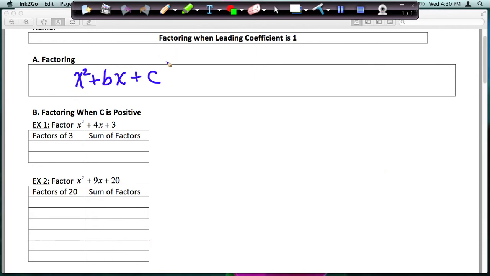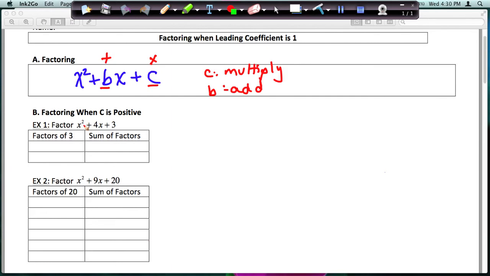So when you're doing this, what's important is to look at b and c, because what you're going to be looking for is two numbers that multiply to be c, okay, and add to be b. So you're looking for two numbers that will multiply to be this number and add to be this number. So let me show you how this works.